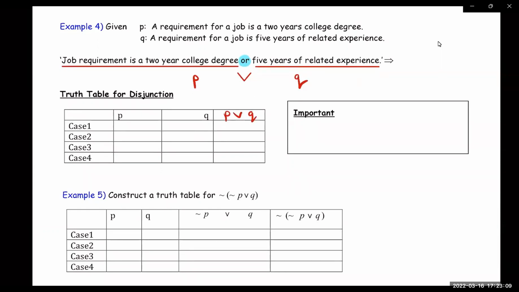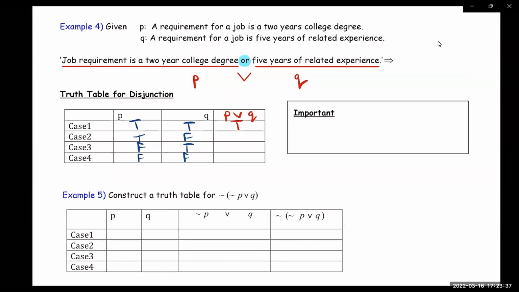So let's fill out the truth table. True, true, true, false, false, true, false, false. All right, so for the first one, it's going to be true or true. The word or means only one of them has to be true in order for the overall statement to be true. So in this case, true or true would be true. You only need one true. You don't need two of them, but if you have two, that's fine too.